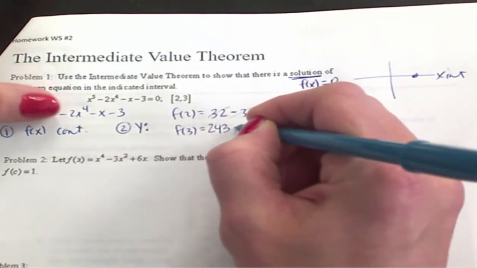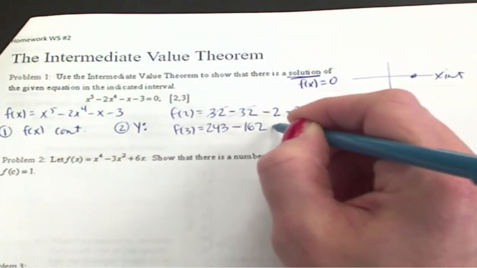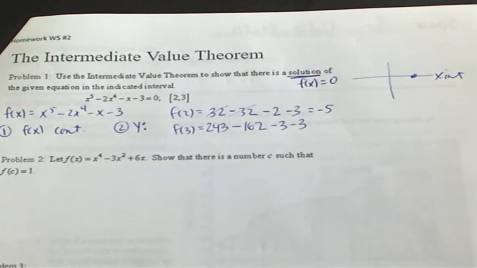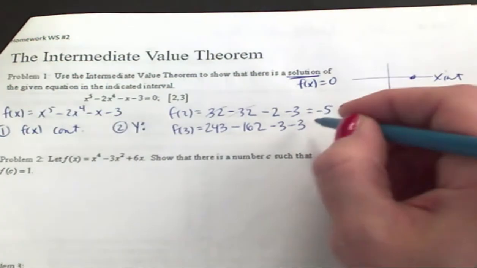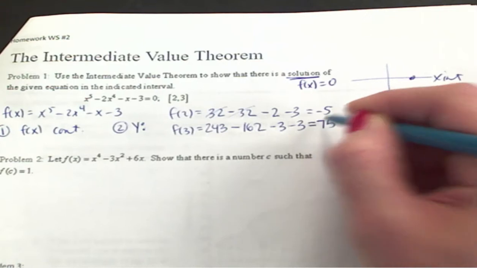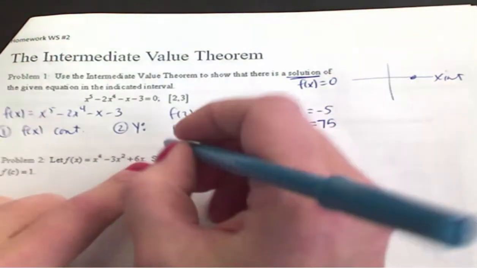F of 3 equals 243 minus 162. Positive number, right? It's positive 75. Okay, so I actually haven't compared the coordinates yet.